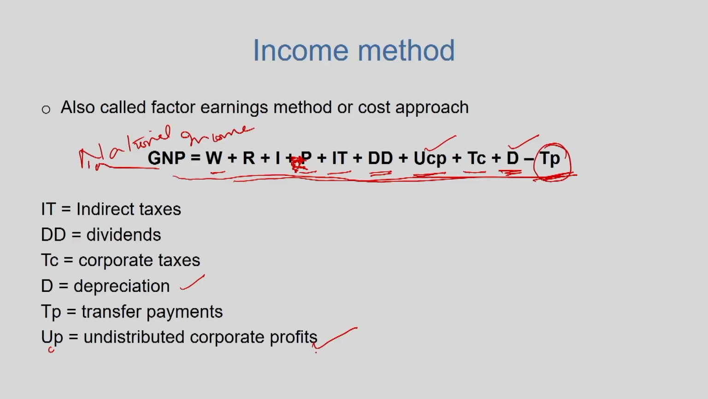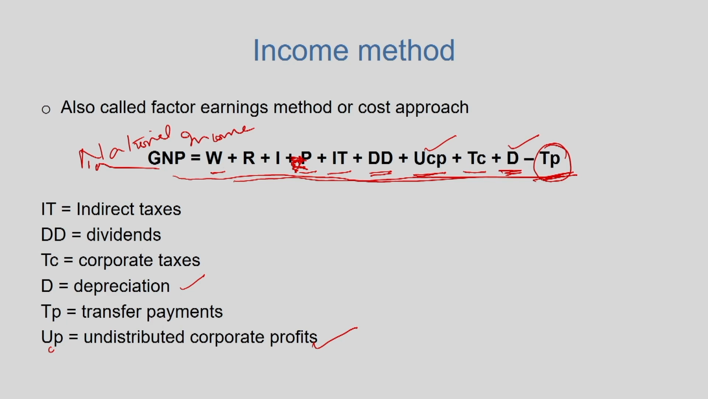Undistributed corporate profits are commonly referred to as retained earnings. These are corporate profits that are neither paid as corporate profit taxes nor paid to shareholders as dividends. So UCP or undistributed corporate profits are important for the derivation of personal income from national income.